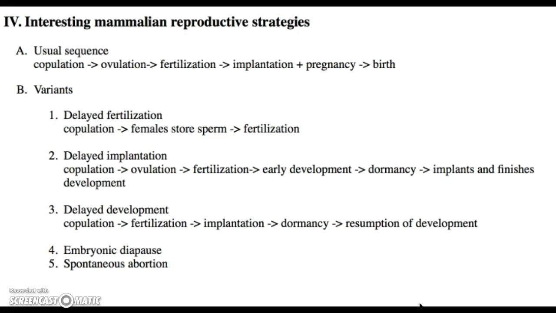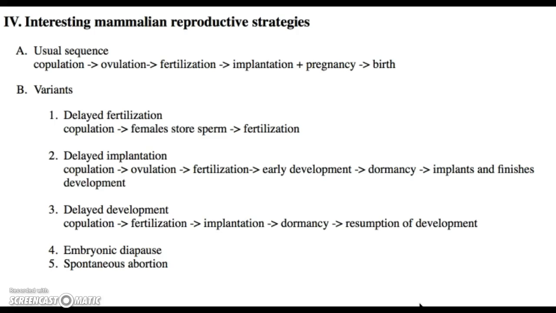After the egg is fertilized, it starts to divide, 1 cell to 2 cells to 4 cells to 8 cells, and so on. And a little while down the line, after it reaches a couple hundred cells, it implants in the female's uterus, and pregnancy proceeds from there. And after a period of time that depends on the species, the offspring is born. And we have several variants to this typical strategy.